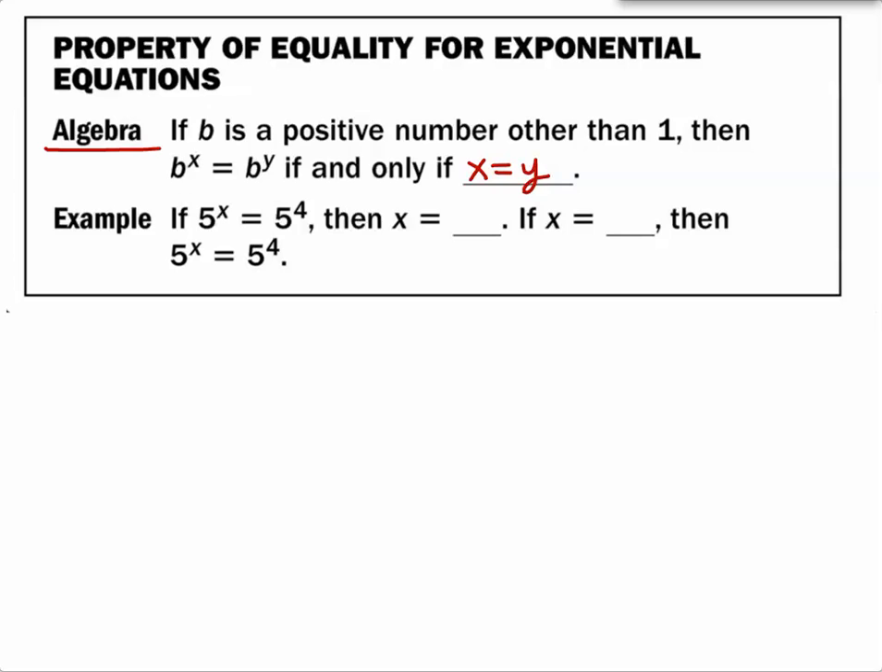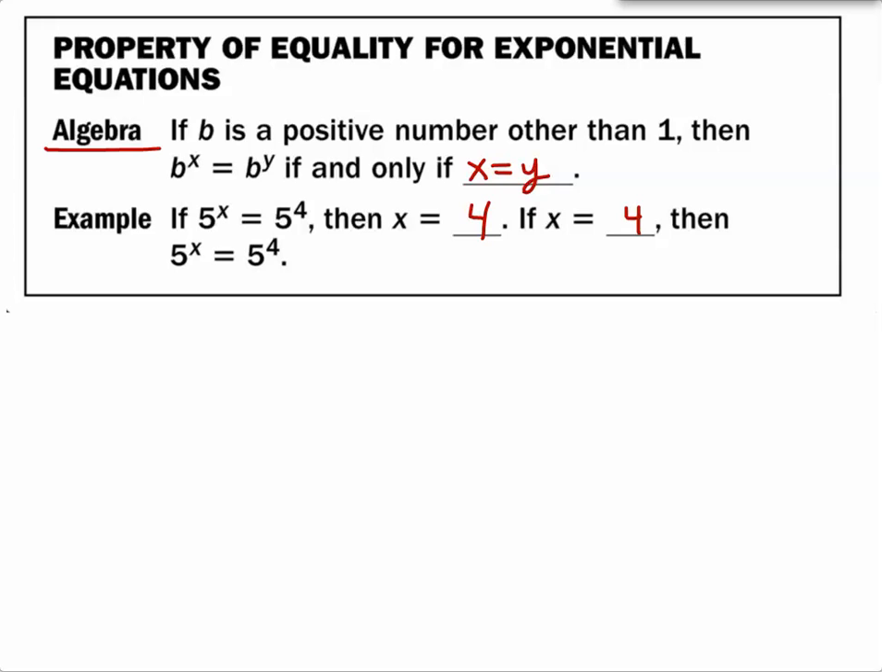Basically, they're saying that if you have the same base to some sort of exponents and they're equal to each other, then since they were the same base to begin with, the exponents have to be equal to each other. So, for example, if 5 to the x equals 5 to the 4, then x equals 4. And also, if x equals 4, then 5 to the x equals 5 to the 4. There you go. If and only if.